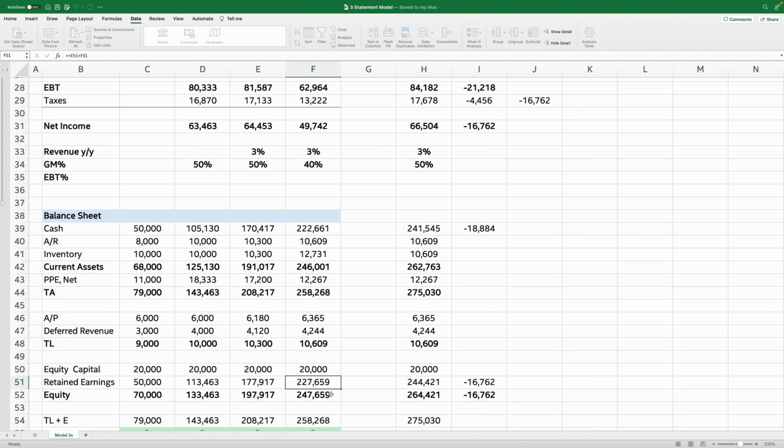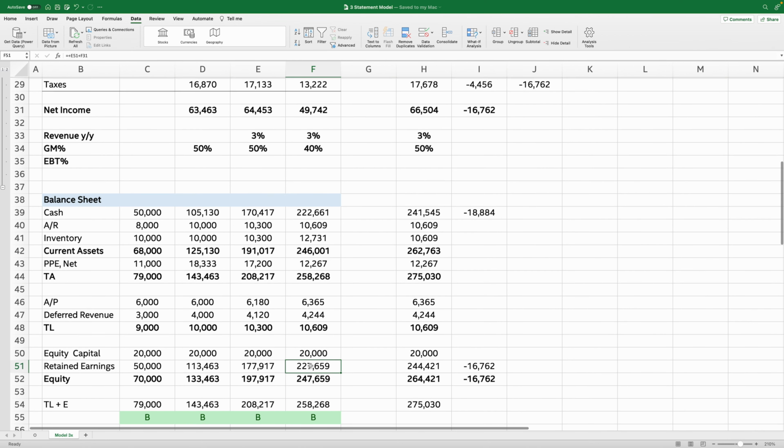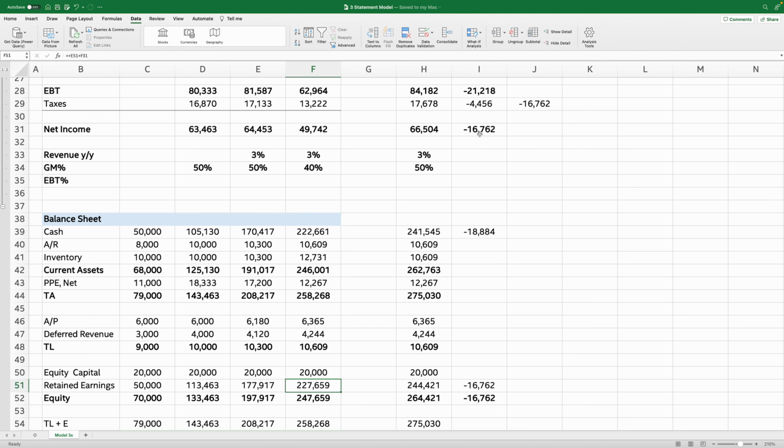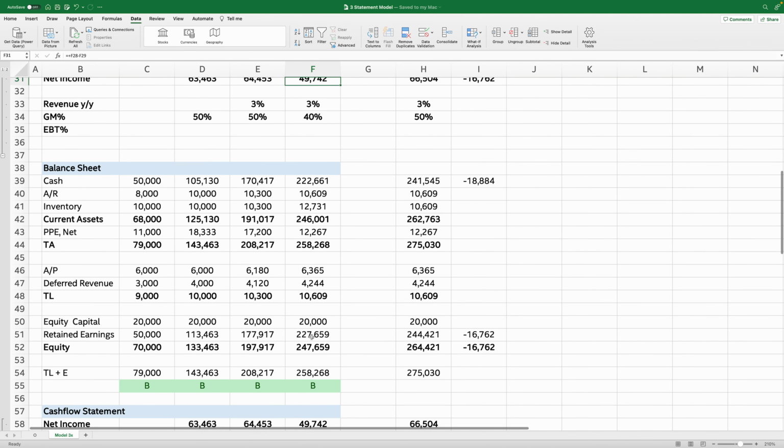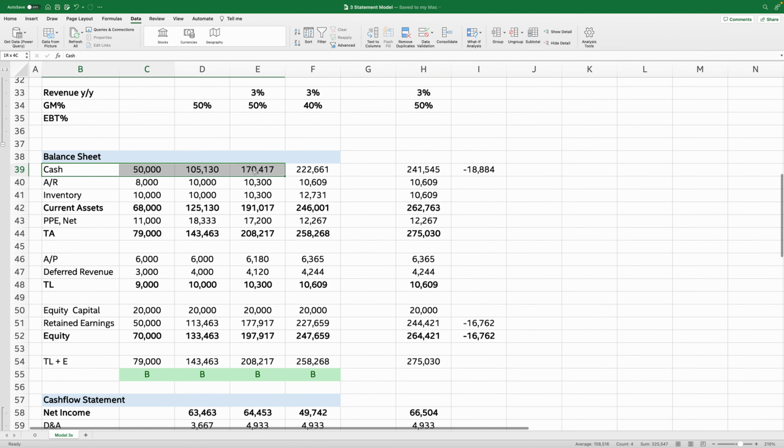So retained earnings, think of that as your savings account that you're trying to accumulate as much cash as possible over the history of this account. This went down because net income went down. So however much net income goes down by, we should see that hit to retained earnings as well. But remember, cash. Let's go back to cash.